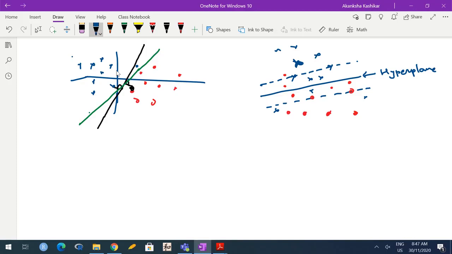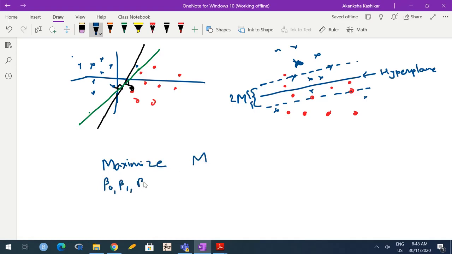Now how to modify? Let us write down the new problem statement first, and then we will discuss how the new terms work. The basic principle still remains the same. We try to maximize the distance between the two classes, and we call this distance the margin. This is the margin, so the total is 2m. So we try to maximize m.